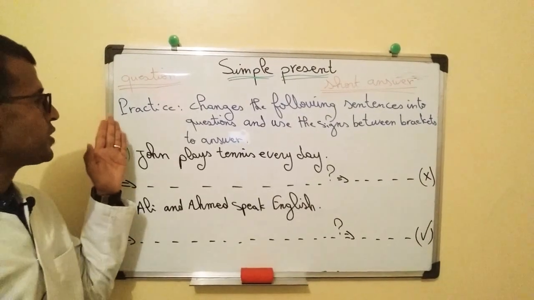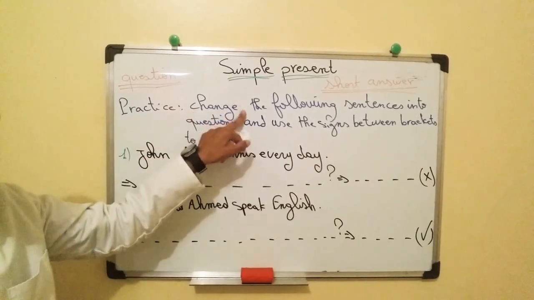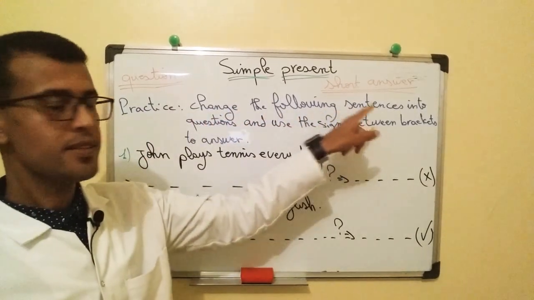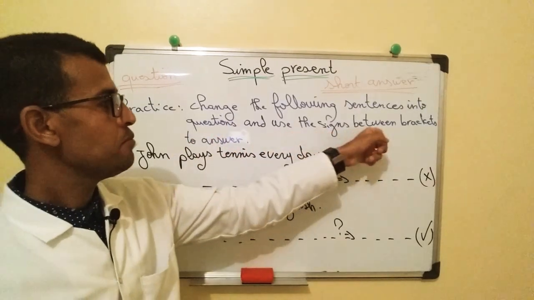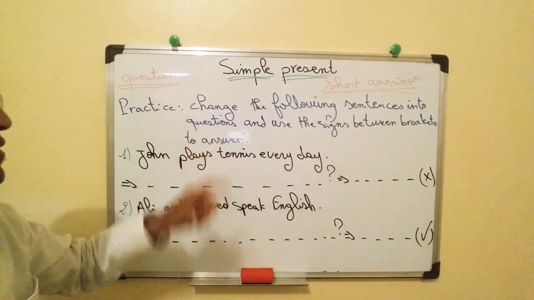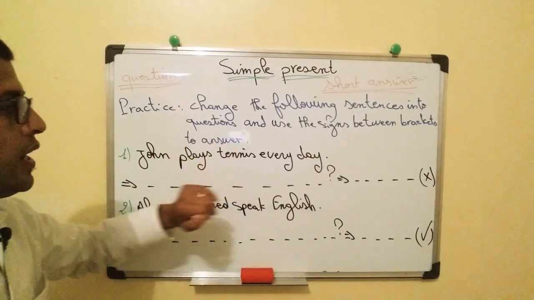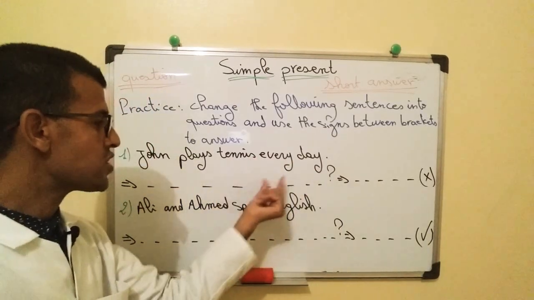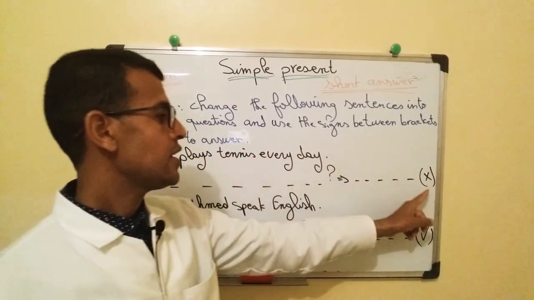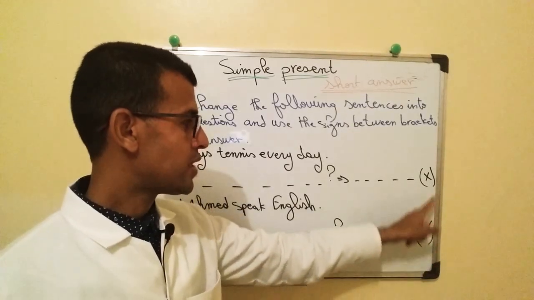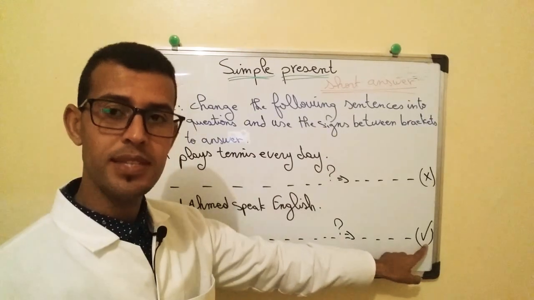Okay, so let us practice. Change the following sentences into questions and use the signs between brackets to answer. You are going to change each sentence into a question, and then answer the question using a short answer and the signs that you have between brackets. Here the cross means no, and the tick means yes.